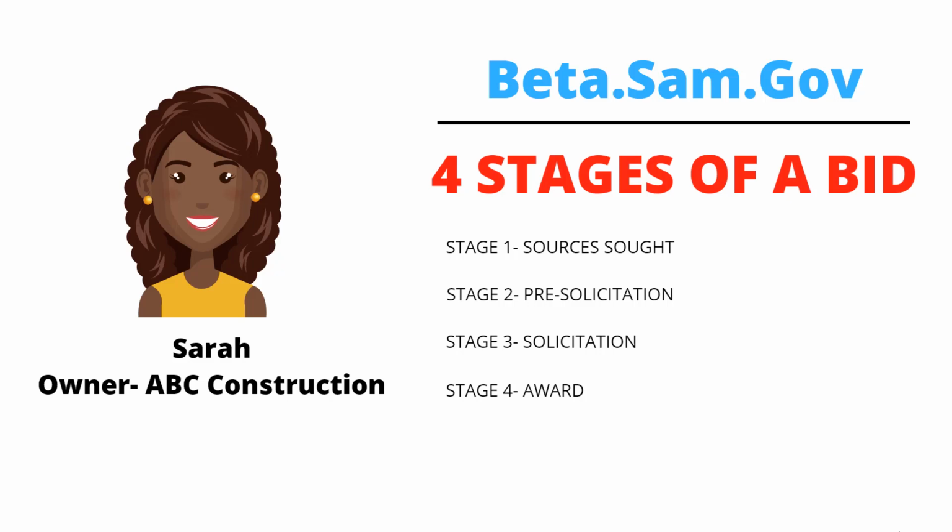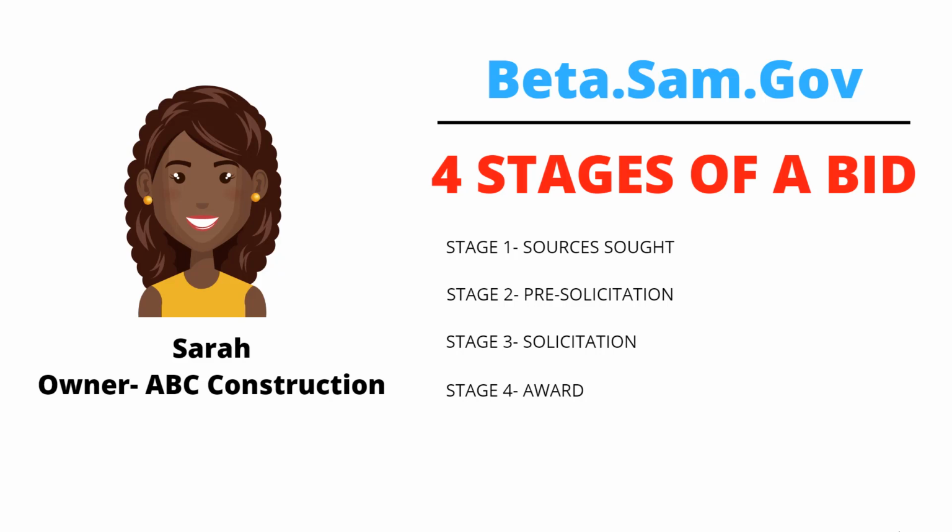Derek James here with GovKid Method, and we are joined here again today by our avatar Sarah, who is the owner of ABC Construction Company. And in today's video, we're going to be walking through the 4 stages of a bid, primarily if you're looking at beta.sam.gov opportunities, which is what I've been teaching in all my videos.